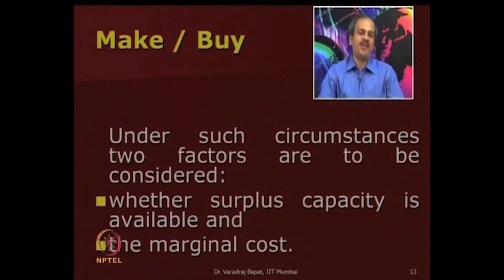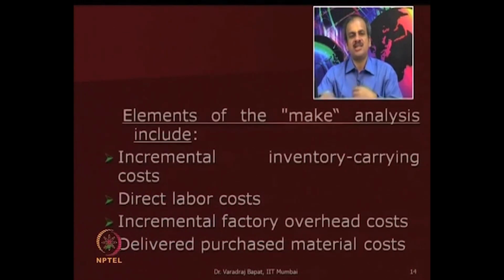So what are the relevant factors? Two factors become very relevant for our decision. One is whether your capacity is surplus, and what is the marginal cost of making the same. If we don't have enough capacity, then the buying option will always look better. But when we have surplus capacity, we really have to look at our marginal cost of production versus the landed cost of supply. Let us try to understand the relevant factors.